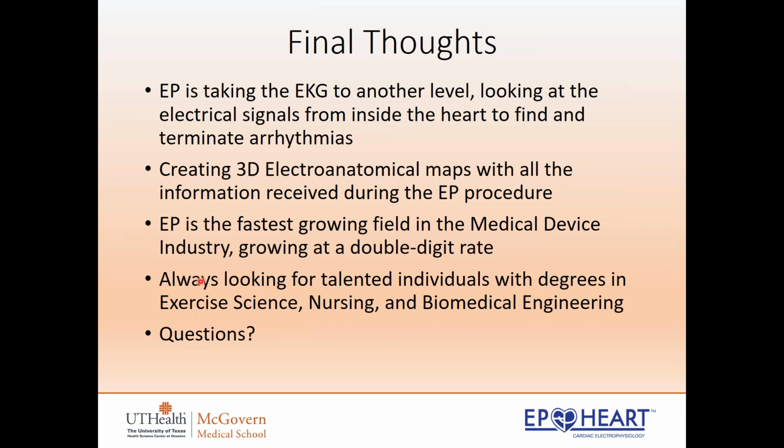So some final thoughts. EP is actually just taking the EKG to another level. We're looking at the electrical signals from inside the heart to find and terminate the arrhythmias that are occurring. We create these 3D electroanatomical maps with all the information that we received during the procedure with our catheters inside the heart, looking at the intracardiac signals. We are able to take the 2D fluoro image and make it into a nice 3D map, which then allows the physician to burn where they need to burn to terminate the arrhythmia.